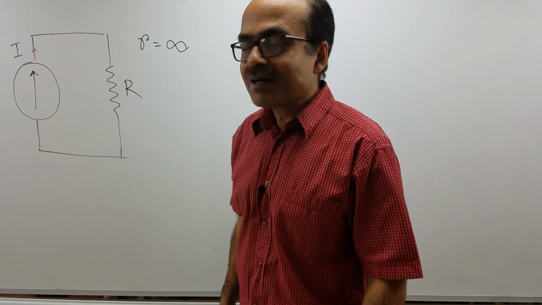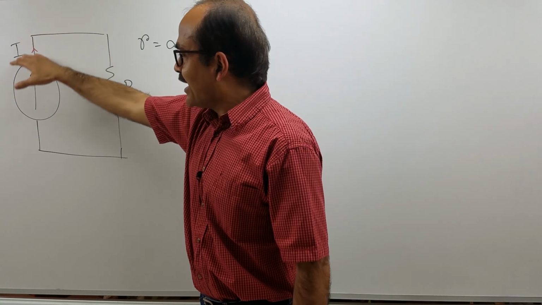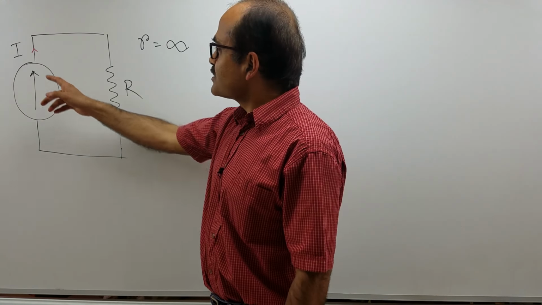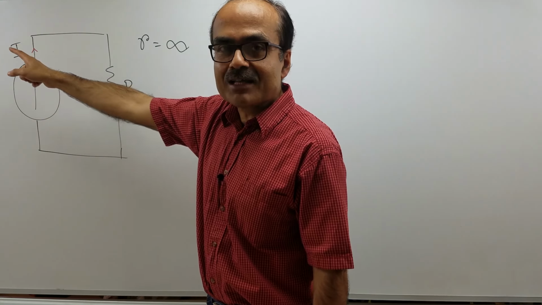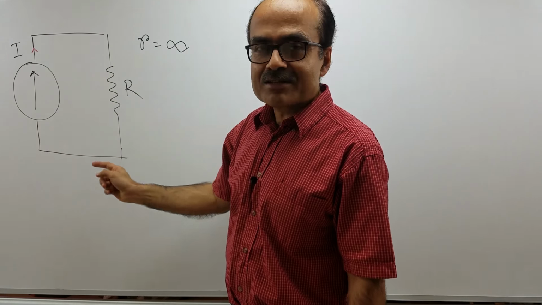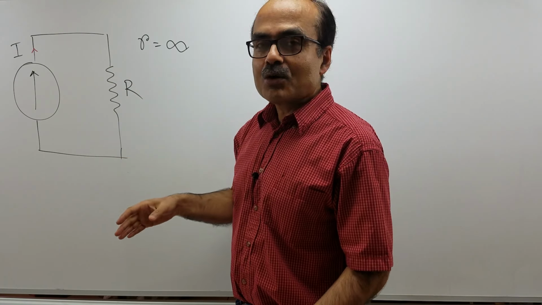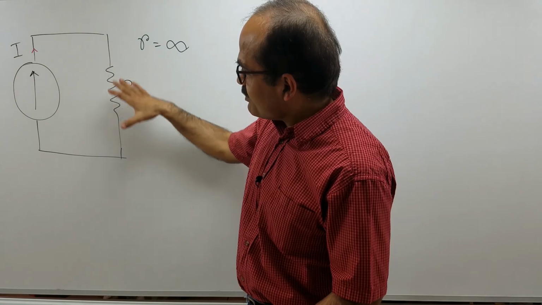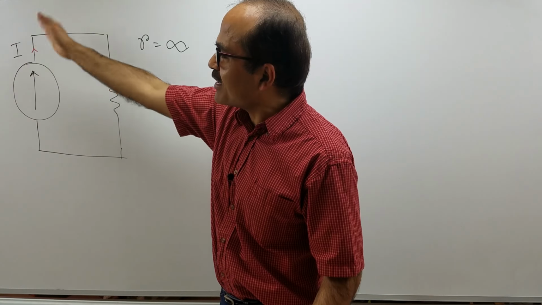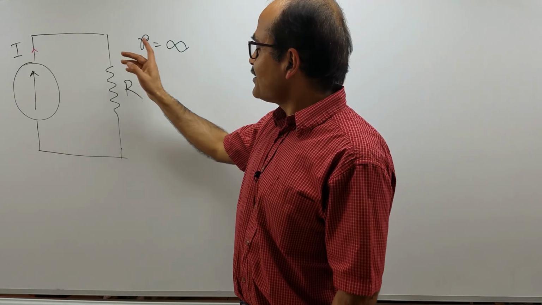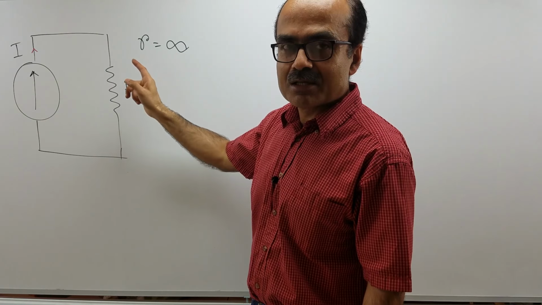In this session, I will talk about an ideal current source. An ideal current source supplies a constant current I to the external circuit no matter what the resistance of the external circuit. So, whatever be the resistance of the external circuit, the same current comes out of an ideal current source and its internal resistance is infinity.